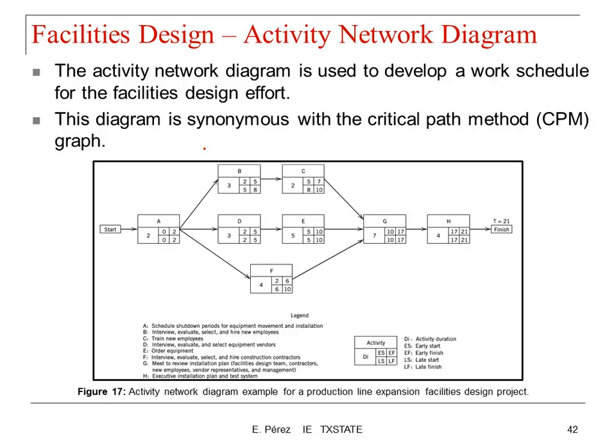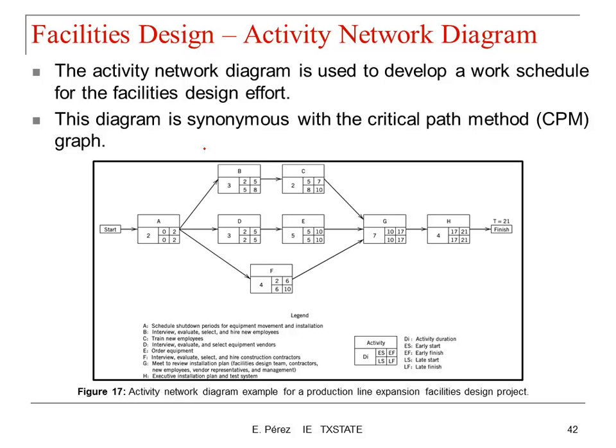The activity network diagram, pretty sure that you have seen this one before in your project management class, in your production course. So here it is used to develop a work schedule for the facilities design effort. So if you have multiple steps in order to complete the facilities design, you can always use this diagram to try to schedule those activities. And the diagram is synonymous to the critical path method discussed in project management.